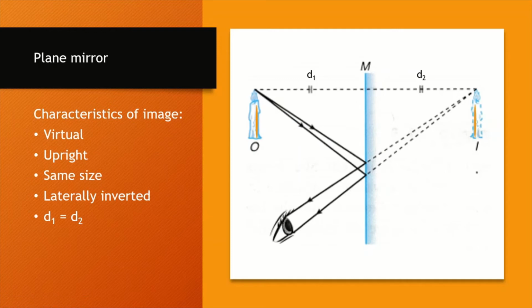So it is virtual, it is upright, it is same size as the object, and laterally inverted. So you see the right of the object becomes the left of the image. And one more very important point is the distance between the object and the mirror is the same as the distance between the image and the mirror. So D1 equals D2. Alright? So the characteristics of the image of a plane mirror are virtual, upright, same size, laterally inverted, and D1 equals D2. Same distance from the mirror.